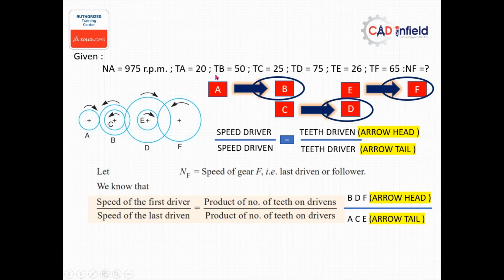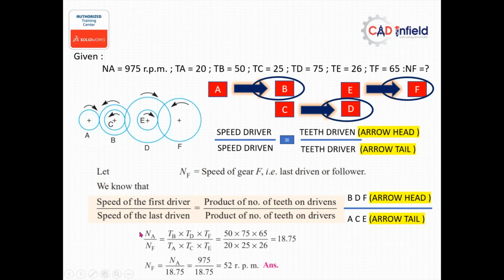What is B? B means TB, D means TD, F means TF, A means TA, C means TC, E means TE. All values are given. Just put them in and calculate. We know NA, and NF we have to calculate, and all these TB, TD, TF are already given in the problem. That's it. Finish.